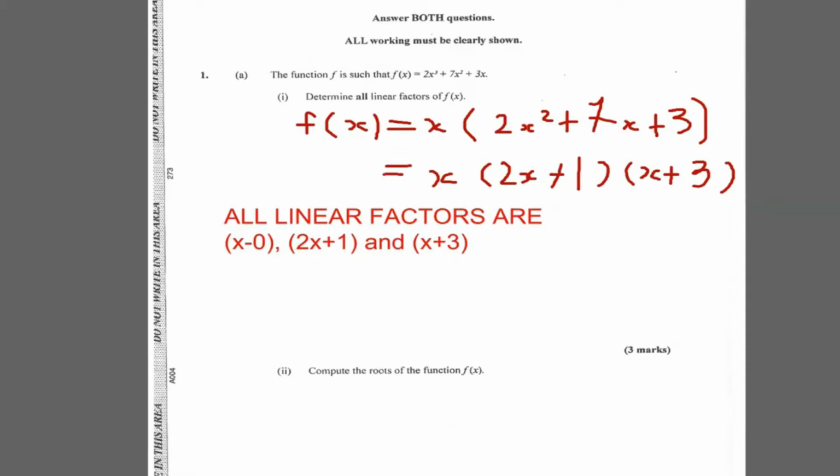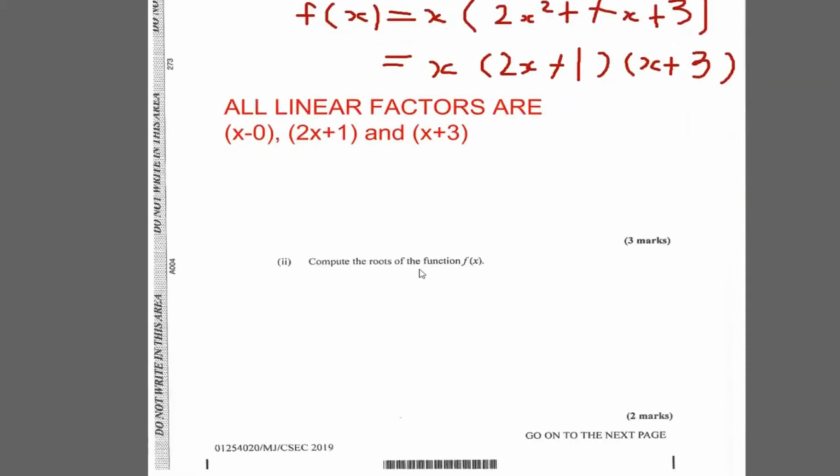Part B says, hence, compute the roots of f of x. To find the roots, we set f of x equal to 0. Roots occur when f of x is equal to 0. That implies that we're going to be solving x times 2x plus 1 times x plus 3, and we're going to solve this equation equal to 0.